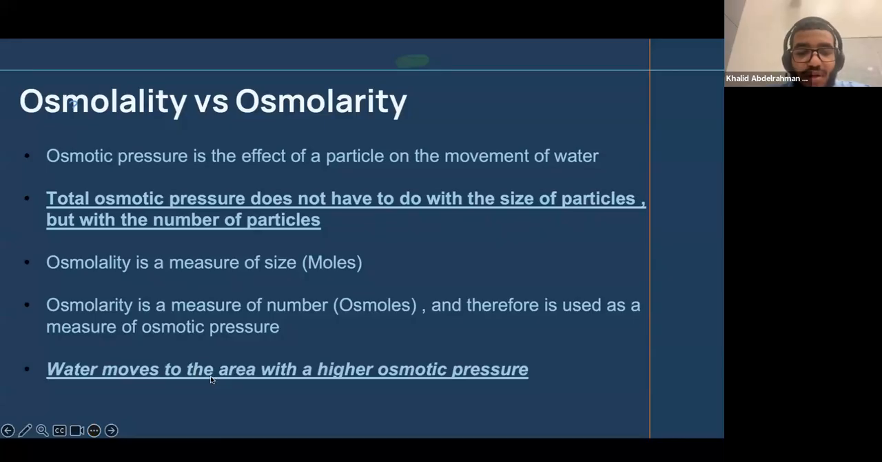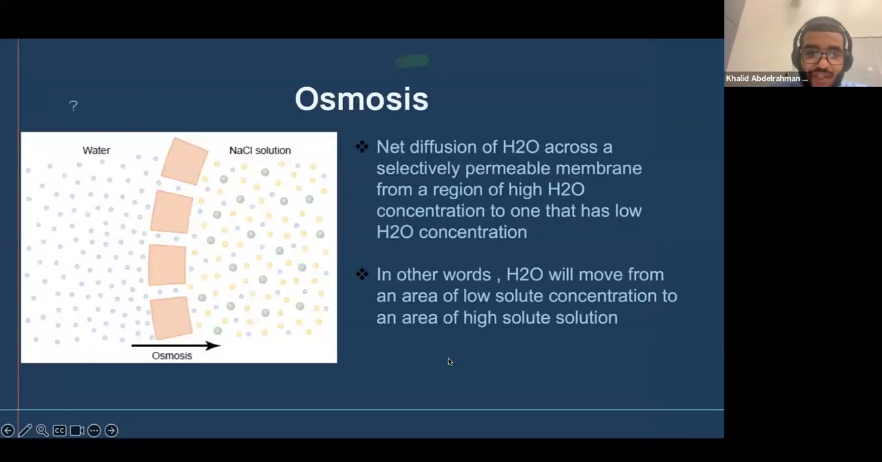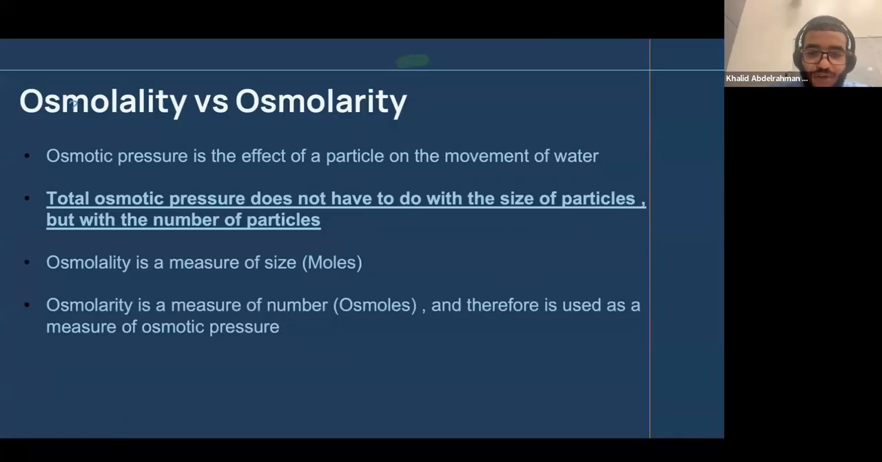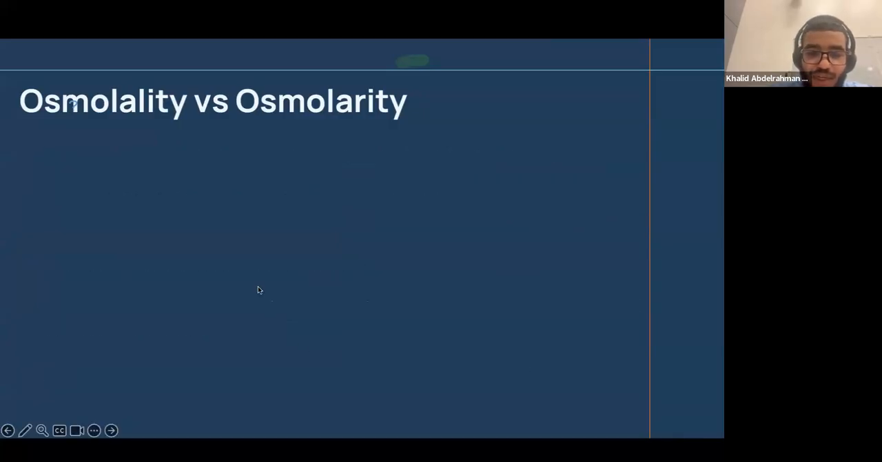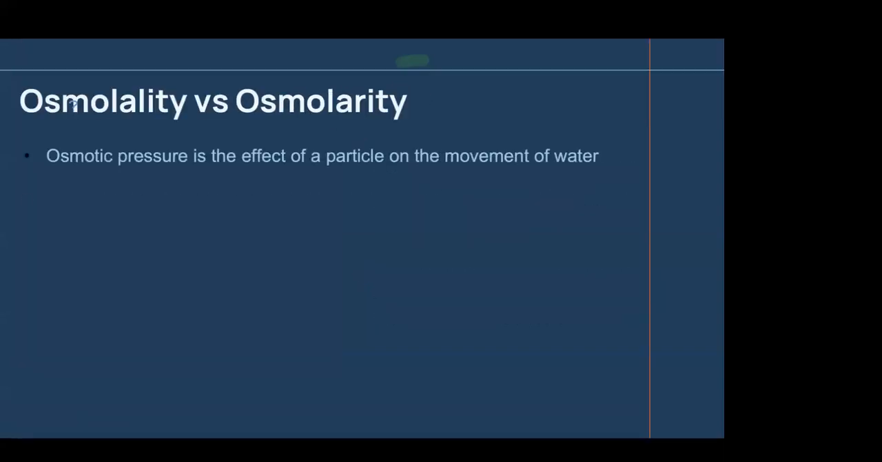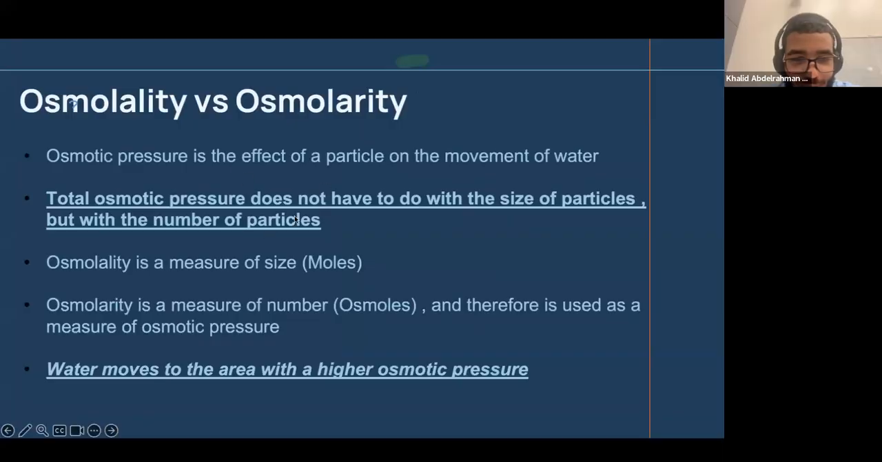Now, water moves to the area with a higher osmotic pressure, okay? So now let's try to apply this in the diagram we already took. We said that osmotic pressure has to do with the number of particles, right? And so here we have more particles, more NaCl, and therefore this area has higher osmotic pressure, and therefore water will move from here to here, from low osmotic pressure to high osmotic pressure. Is this point clear? Yes. Okay. Keep this point in mind too, because we'll be having a quiz on it soon.